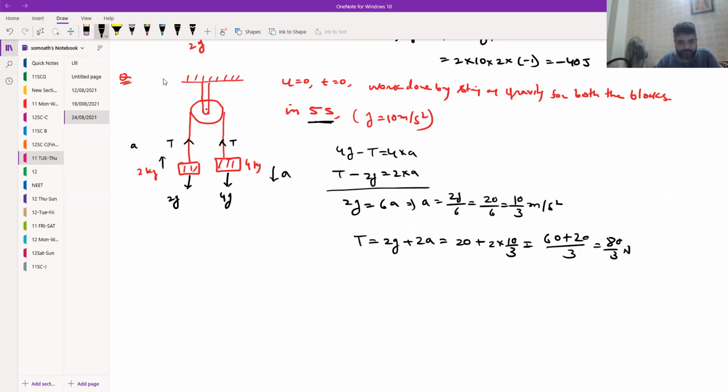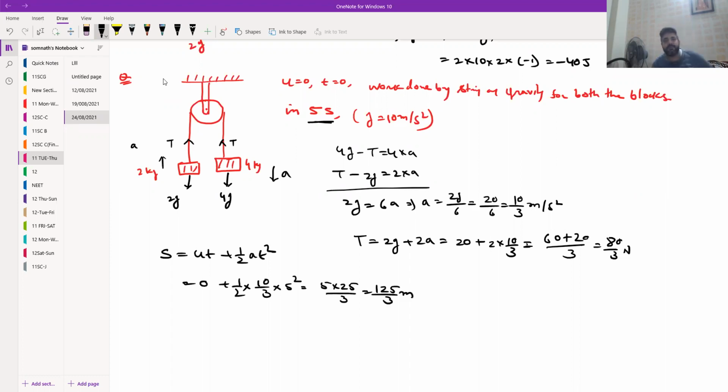So distance is ut plus half a t square. I'll just give you an example. Acceleration is 10 by 3, and this is 5 square. So what you have, 5 into 25 by 3, that is 125 by 3 meter. Yes or no?